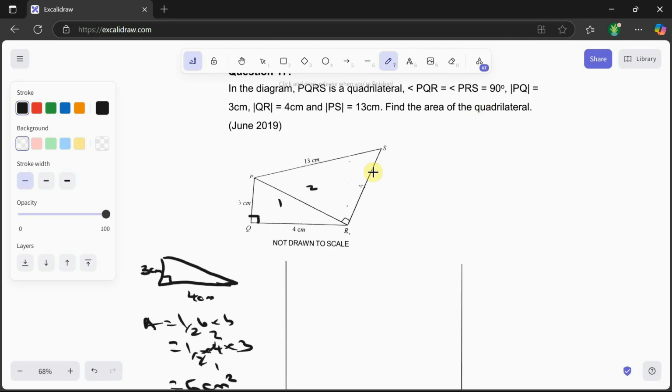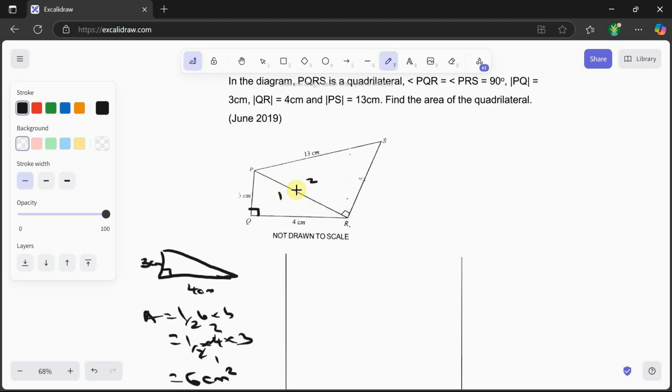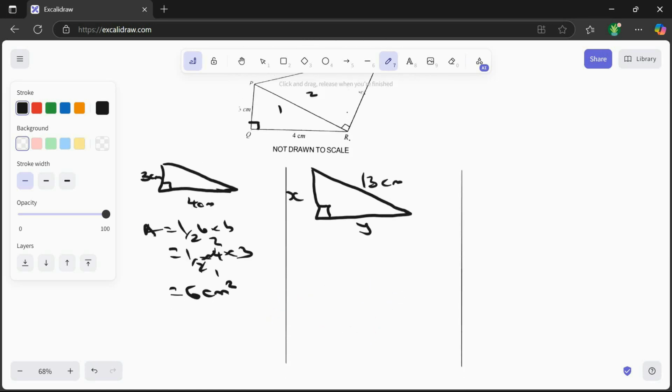Now for the second one, we have this triangle with the hypotenuse. We can find the perpendicular height from here, right? So for the second one, let me just bring it down. We have something like this. These are 90 degrees. This place here is 13 centimeter. This place here is X. This place here is Y. So we can find X.